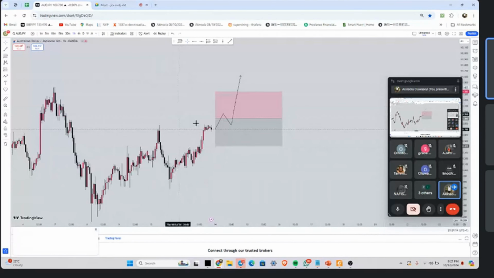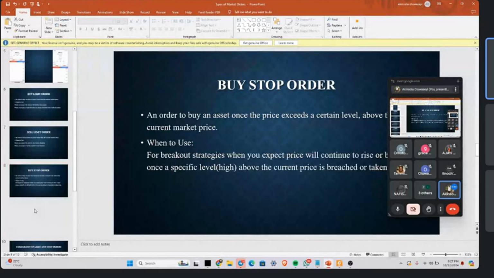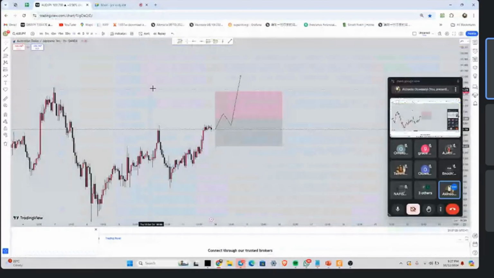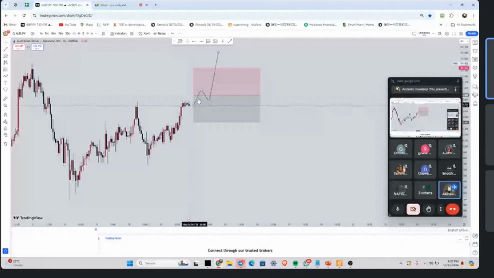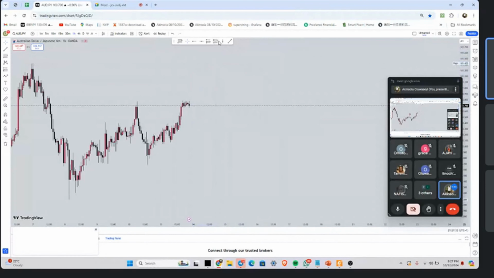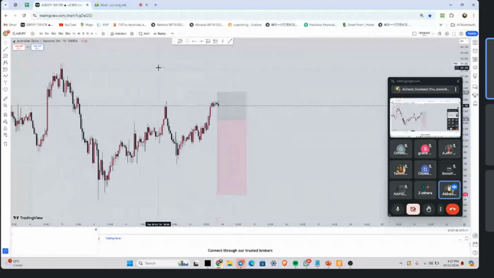So the same goes for a sell stop too. A sell stop is what? An order to sell an asset once the price falls below a certain point. For a buy stop, the price must go above your current price, right? But for a sell stop, you are expecting the market to trade below. The market is currently around here, so once the market reaches here, you are expecting them to kick you in for a sell, and it goes all the way down. Do we get that? Yes, sir.